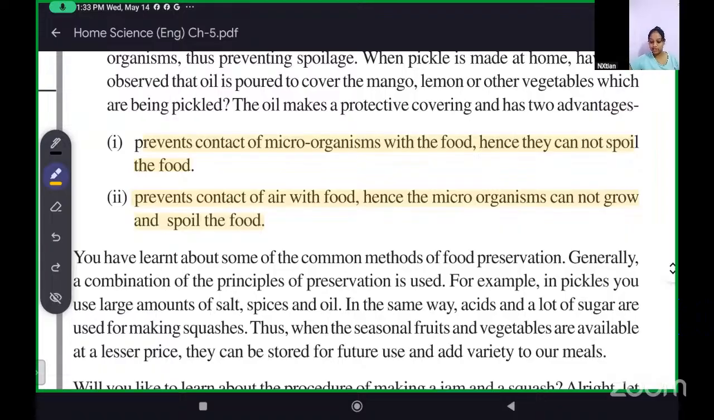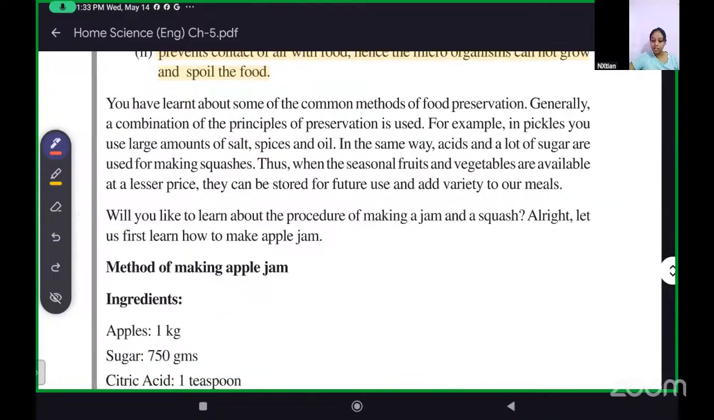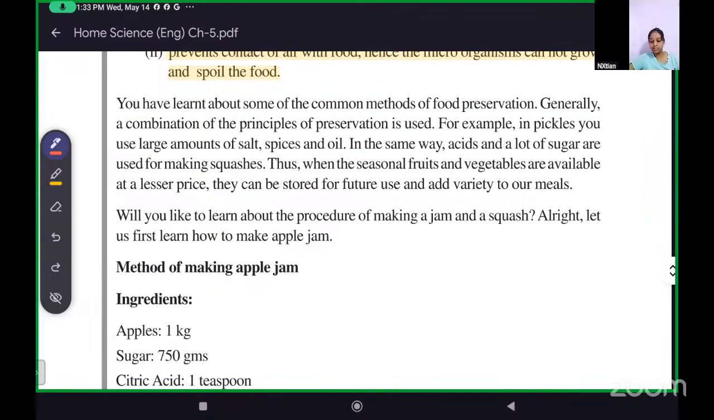So this is an important question: what is the role of the protective covering of oil in food preservation? Then you have learned about some of the common methods of food preservation.